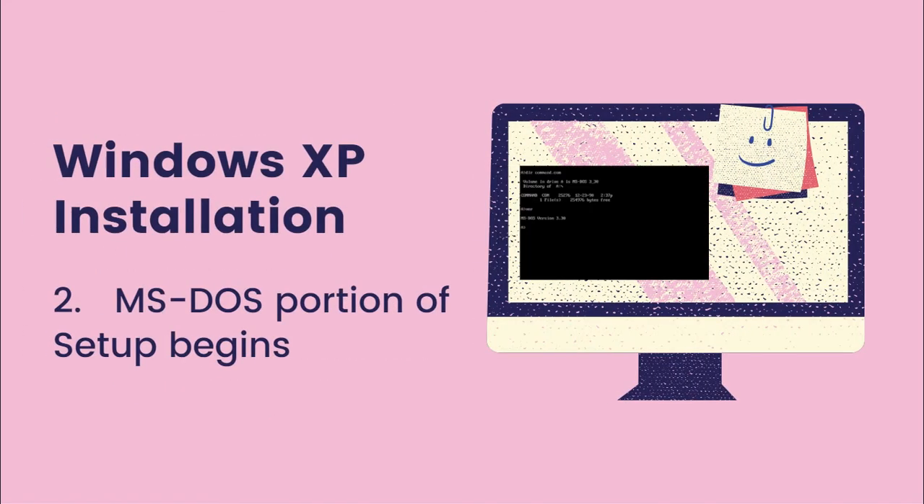MS-DOS portion of Setup begins. In the first stage of Setup, you will see a series of blue and gray MS-DOS based screens. In the first step, you will be asked to press F6 if you need to install any third-party or RAID drivers.